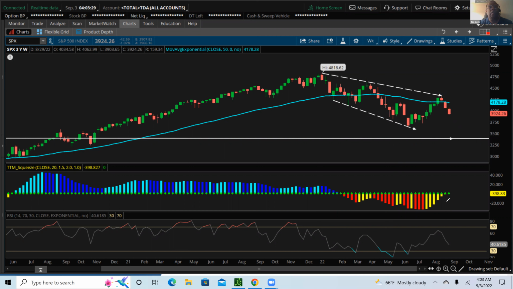And if we look at the TTM squeeze, we don't even have any red bars yet on the weekly chart, which I think will start to form. RSI is definitely starting to point down on the weekly chart. So this momentum to the downside, the weekly chart should probably show a lot of pressure over the next several weeks, more than likely.